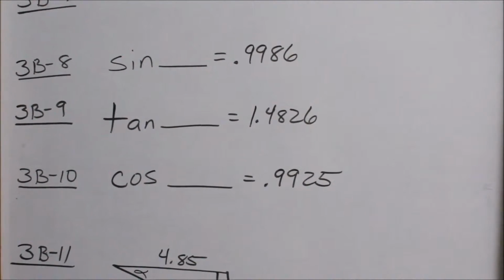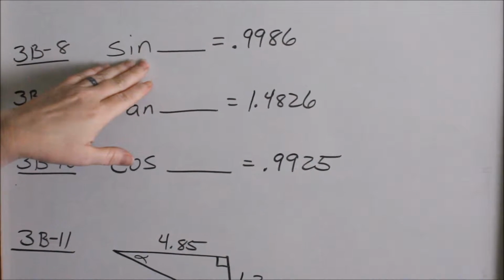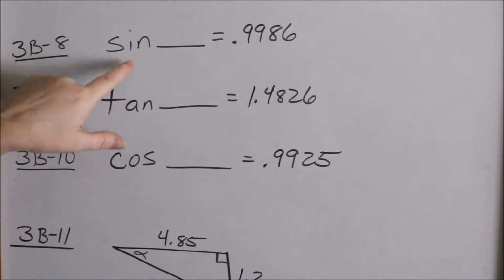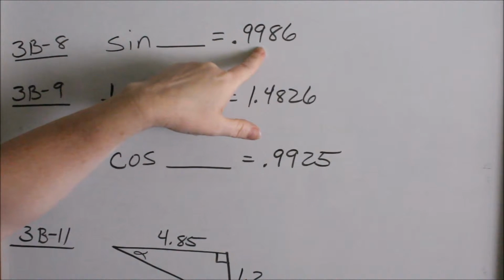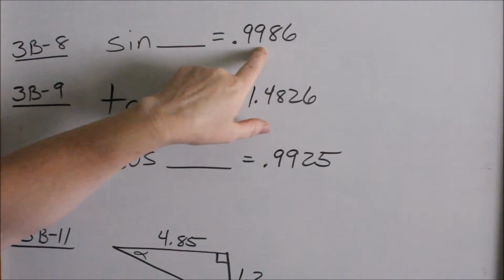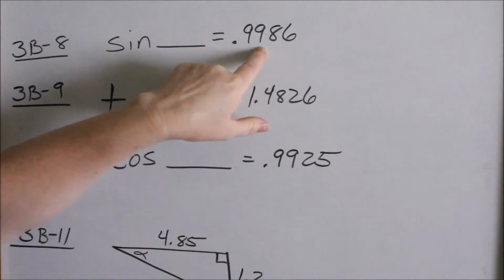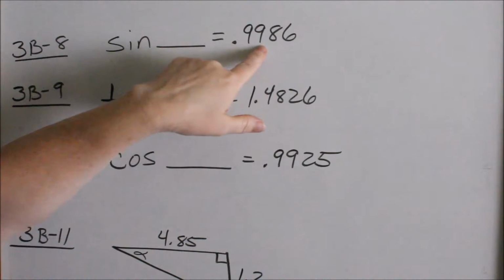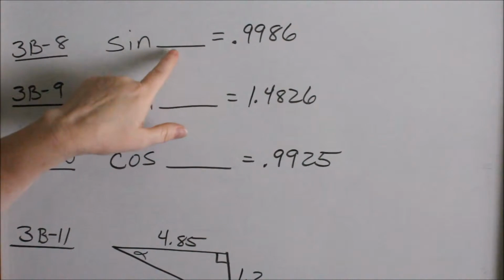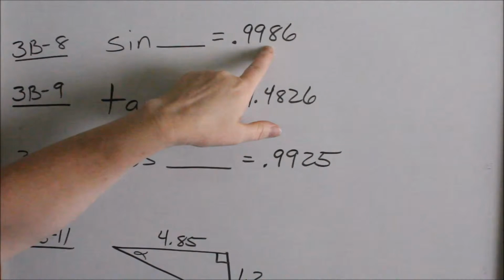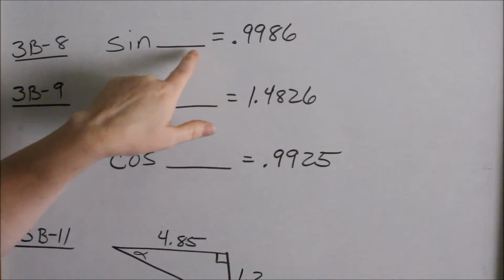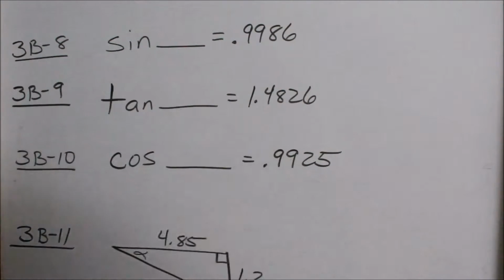Okay, now we're looking at 3b8. So also we can do reverse. Here in this problem, we are given the actual ratio. Remember, ratio is just a fancy word for fraction. A fraction can be turned into a decimal. So we are given the decimal value of sine, but we are wanting the degrees. So you can still use the trig tables to find that. We can look this number up in the trig tables under sine, and then we can find the degree of what that is.